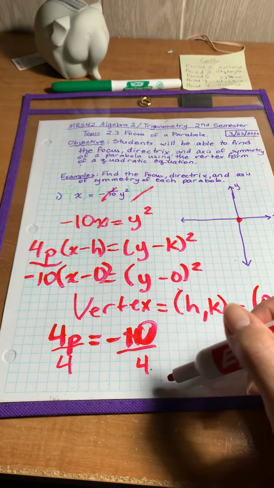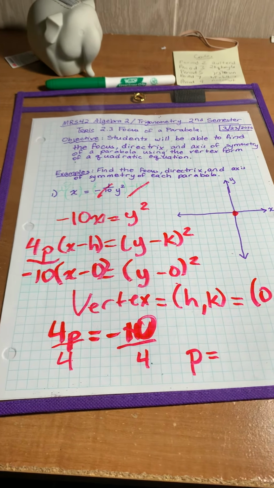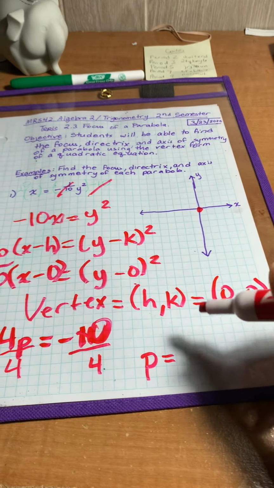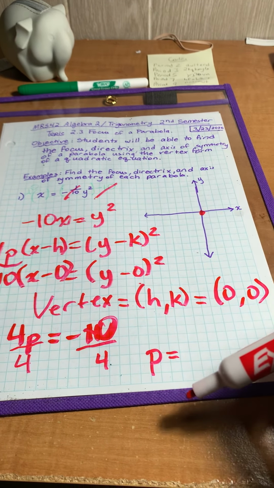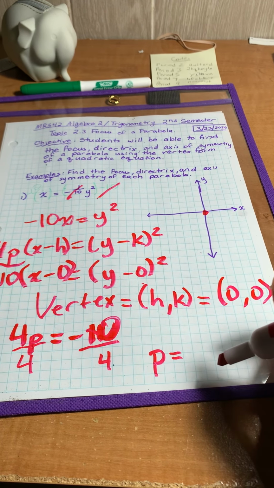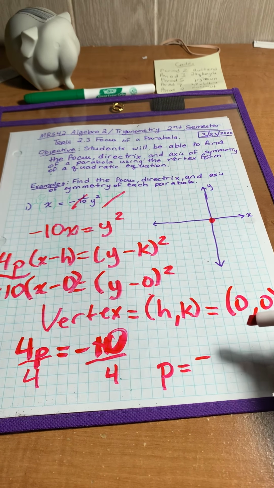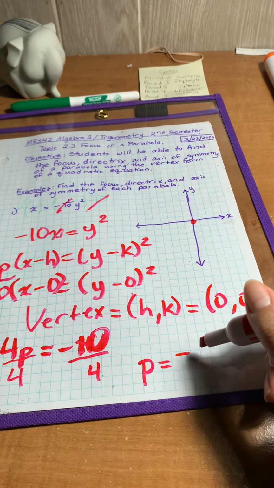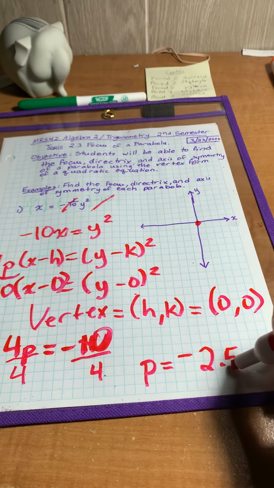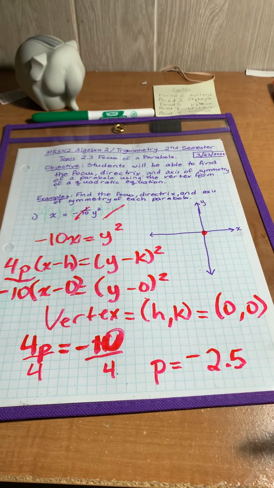Now this is not going to give me an even number, but I can still work with it. Okay, so -10 divided by 4, that is 2. Negative, because a negative divided by a positive is a negative. This is going to be -2.5. All right. So now I found out that this is my p-value.